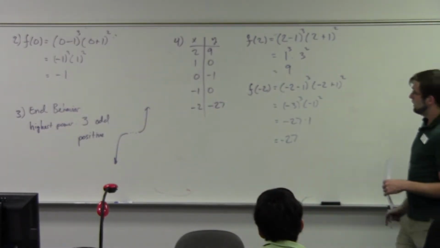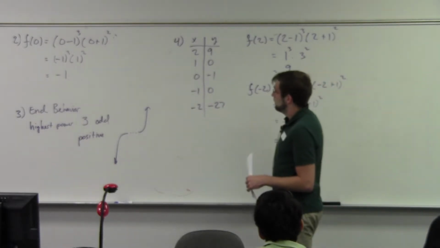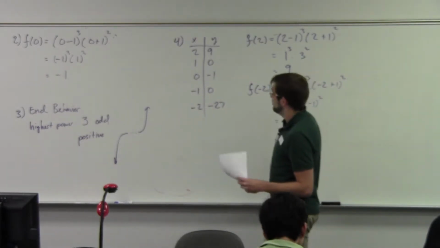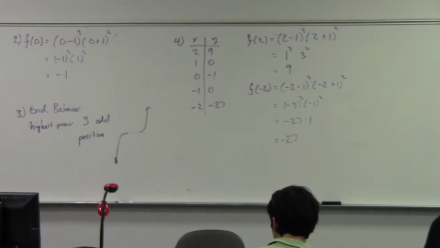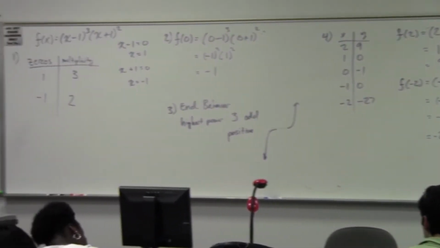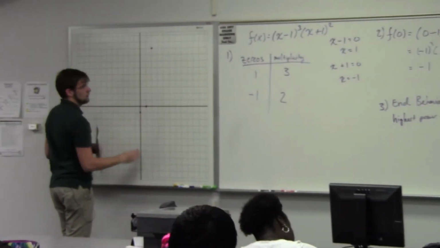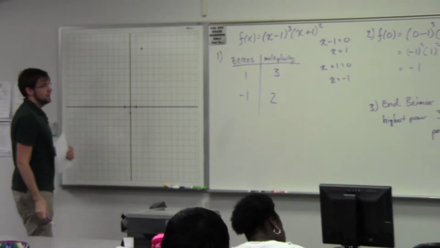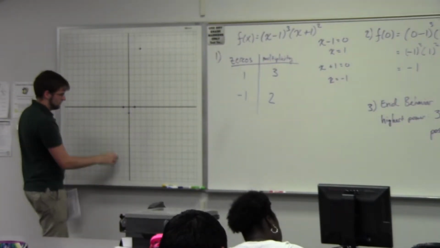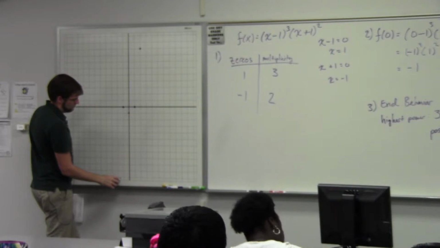All right, so now that I have my table of points, I want to go to my graph and plot the points. So I have positive 2, 9. 1, 2, 3, 4, 5, 6, 7, 8, 9. I have 1, 0. I have 0, negative 1. I have negative 1, 0. And then I have negative 2, negative 27. So I'll just put a point way down here.